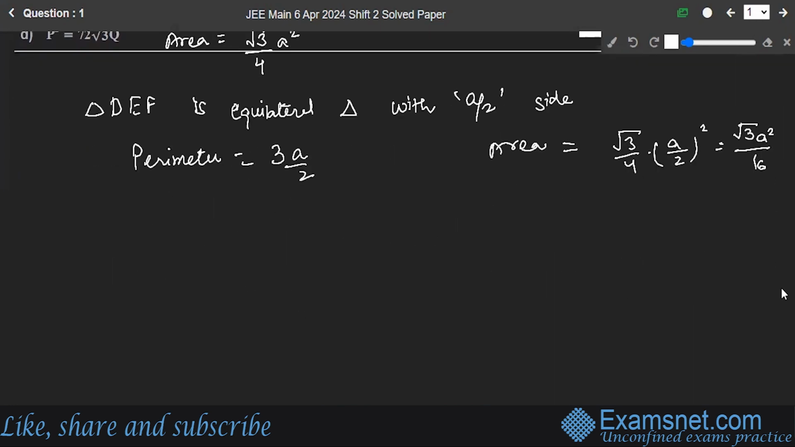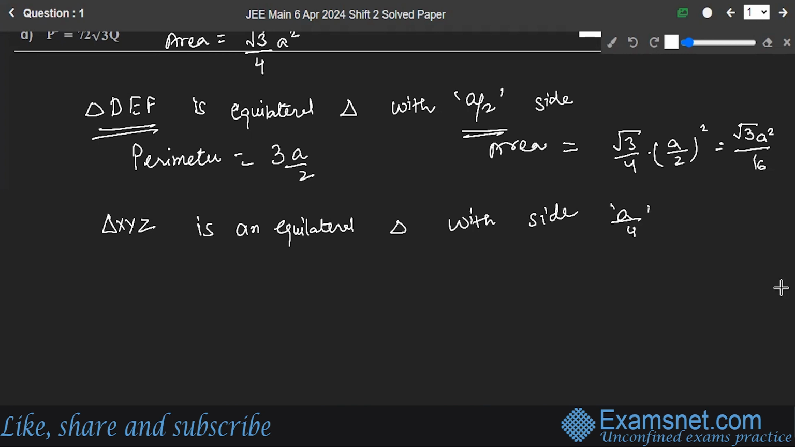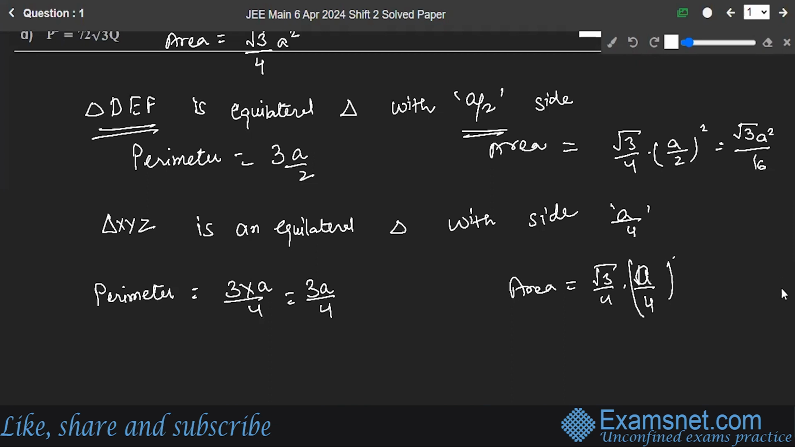Similarly, you will see the next triangle. It has no name, so let that be XYZ, the one obtained by halving the sides of triangle DEF. So XYZ is an equilateral triangle with a side that is half of this. This time you will have the perimeter as 3A/4 and the area will be √3/4 into side square, so this will be √3/64 A square, right?